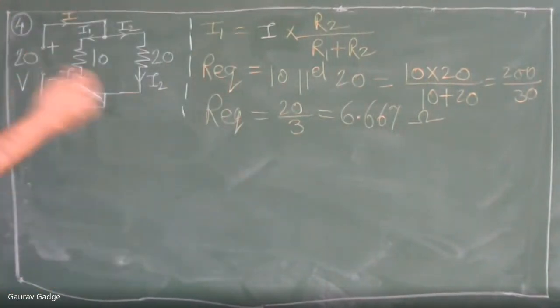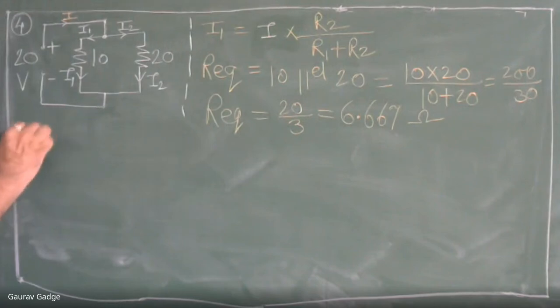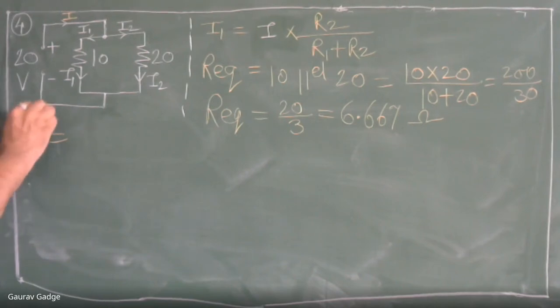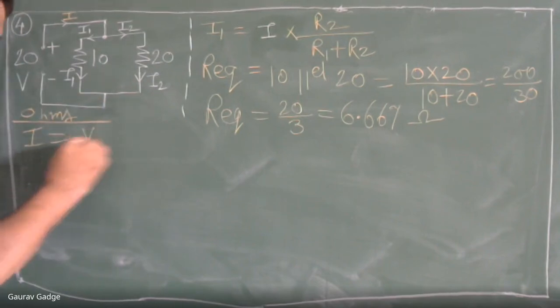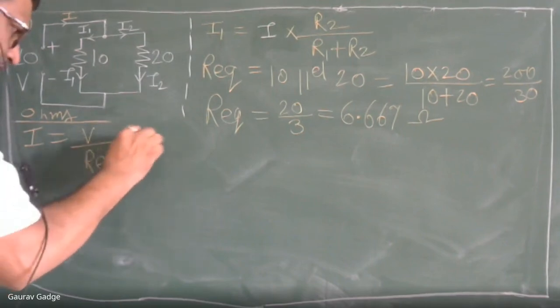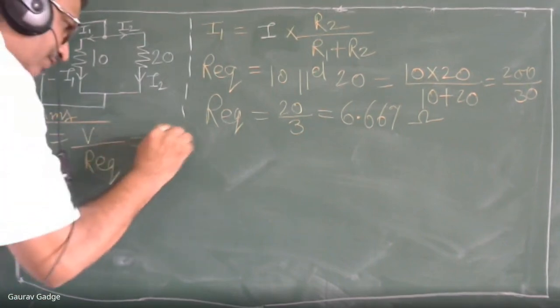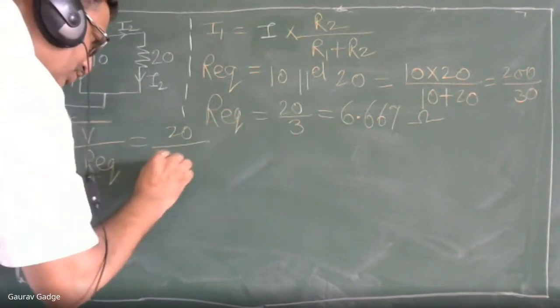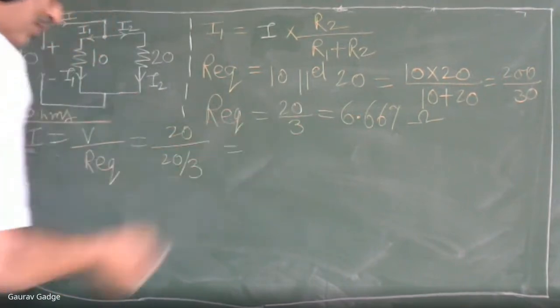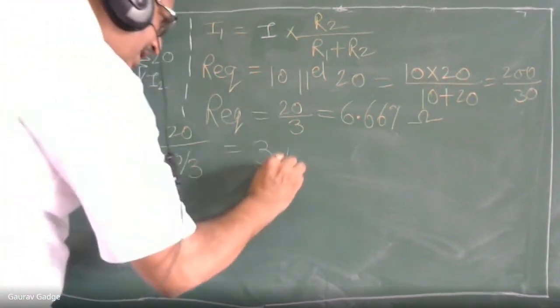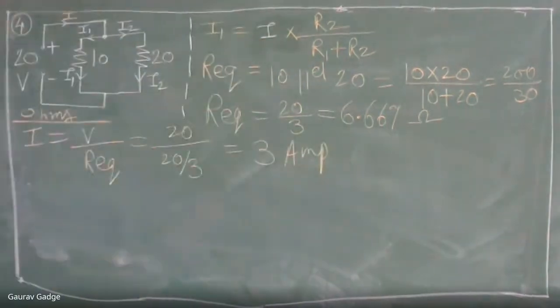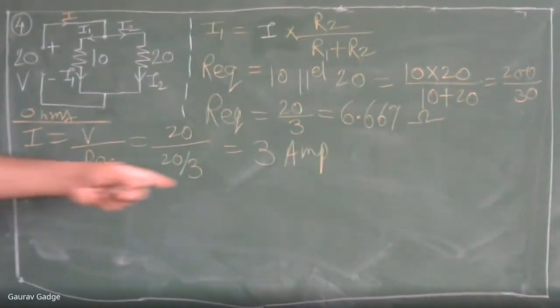But what we need is the value of current I. How do we get that current I? This current I can be calculated by using Ohm's law. So I is equal to V upon R equivalent. The voltage value is 20 volt, the resistance is 20 upon 3. The 3 goes upward, the 20 gets cancelled, and therefore you get 3 ampere. This is the value of the total current.